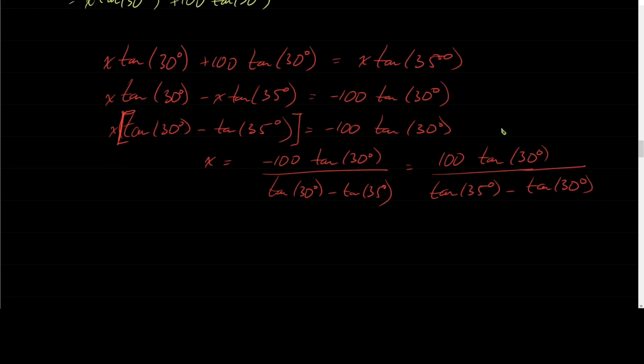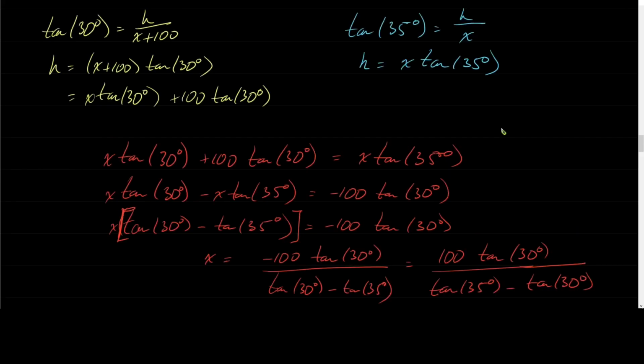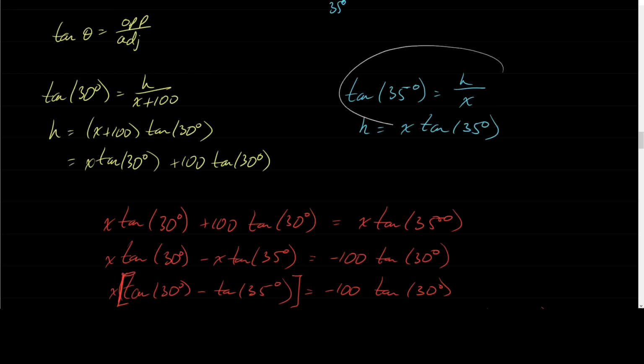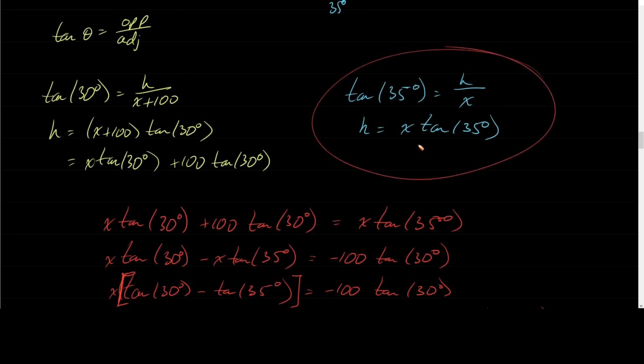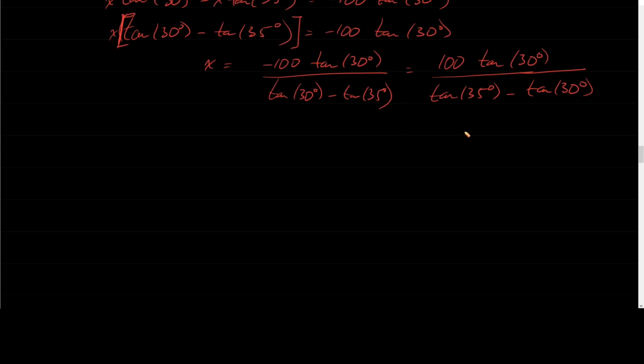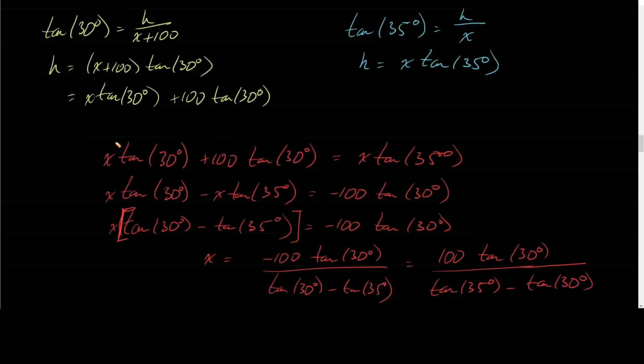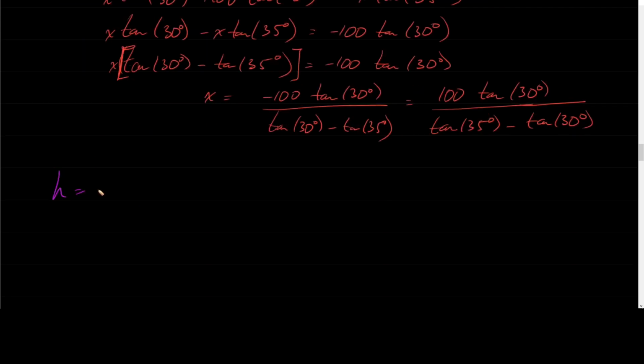Now, like I said earlier, you don't really want to start plugging things into the calculator until you're already working with your final result, right? So I'm going to use this blue version to figure out what h should be. I've got my value of x, and I need to multiply it by tan of 35 degrees. So h is equal to x tan 35, x times tangent of 35 degrees.